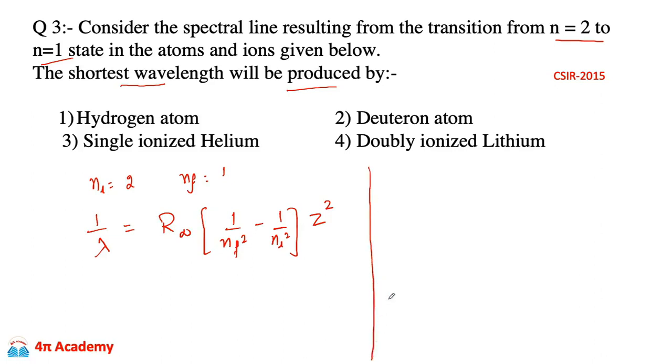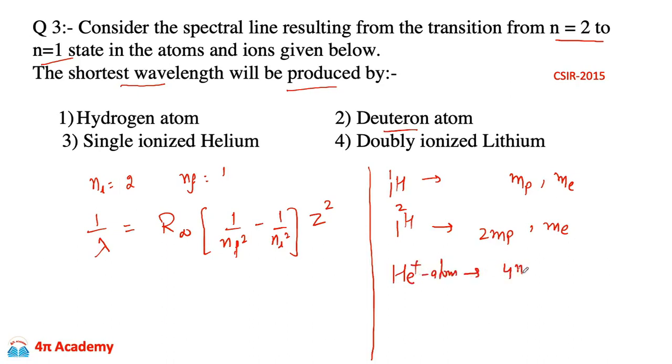So therefore if we compare all these four cases, for the hydrogen atom there is one proton and one electron, and for the deuterium atom there is twice the mass of one proton, that is one proton and one neutron, and there is one electron. And for singly ionized helium, that is the helium plus atom, there are 4 mp and there is one electron. And similarly for doubly ionized lithium atom, there are 6, that is 3 neutrons and 3 protons present.